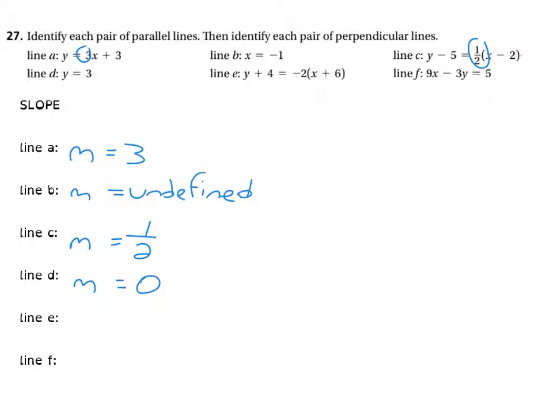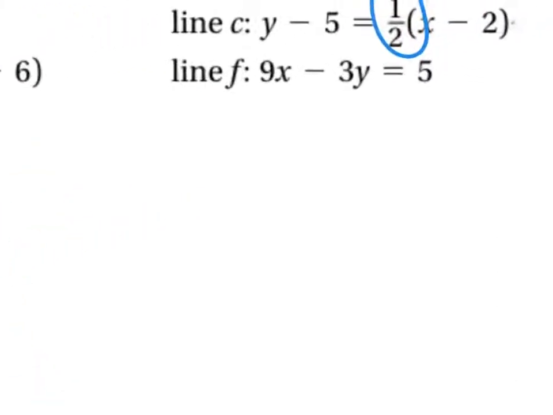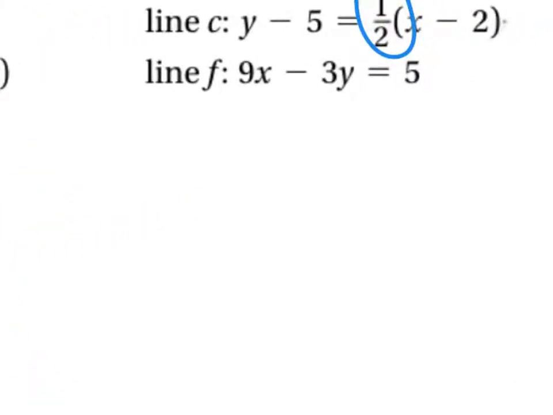Line E, again, we can see that slope right there. It's in point slope form, -2. And line F, we're going to have to rewrite this one. We're going to have to rewrite line F. And how are we going to do it? We're going to, let me zoom in on it. We're going to subtract 9x, sorry, I didn't mean to do that. We're going to subtract 9x from both sides.